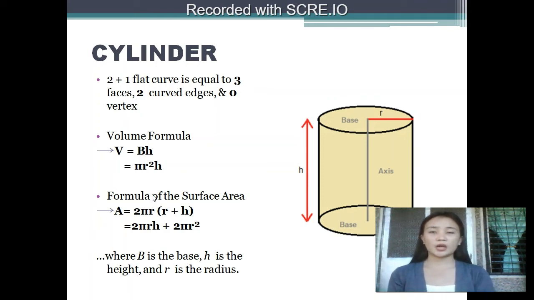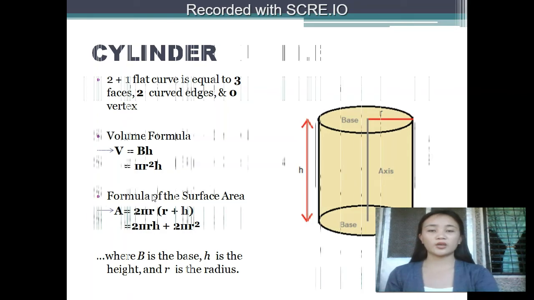Now, let's proceed to the formulas. The volume formula for the cylinder is V is equal to BH, or pi r squared times H. Then the formula of the surface area is equal to 2 pi r, the quantity of r plus H. Then, using the distributive property, we have the final formula of the surface area, which is A is equal to 2 pi r h plus 2 pi r squared, where B is the base, h is the height, and r is the radius.